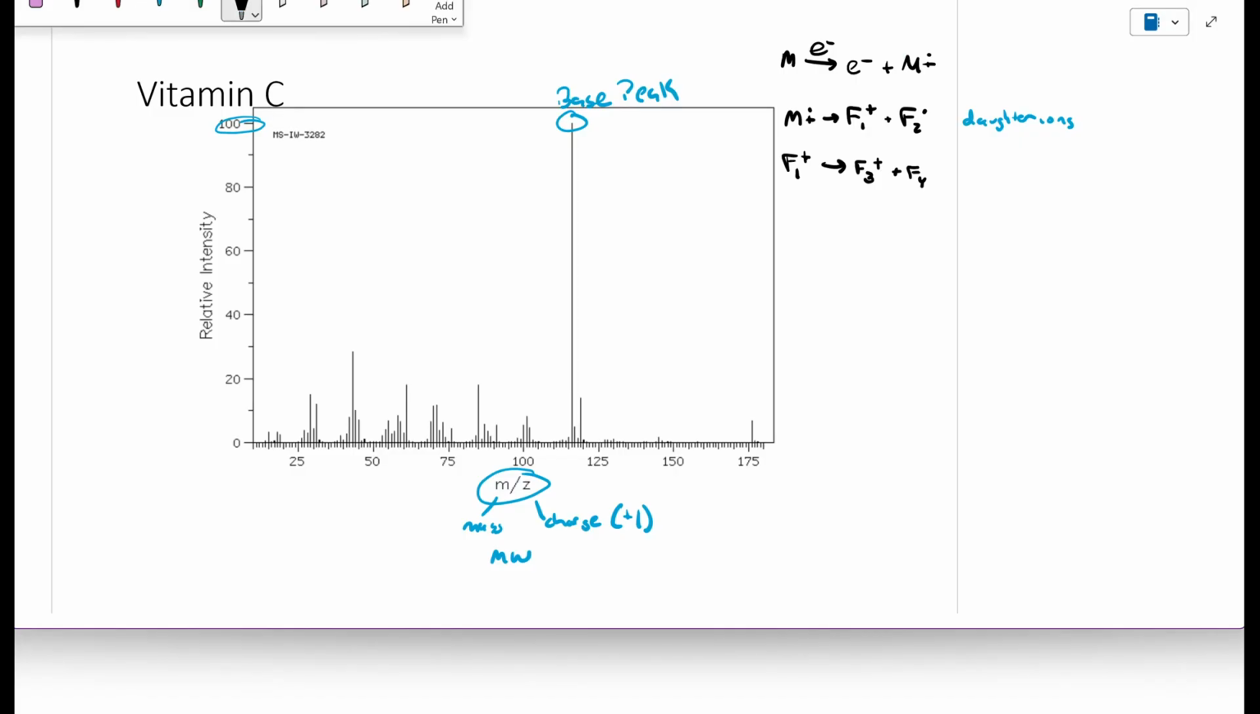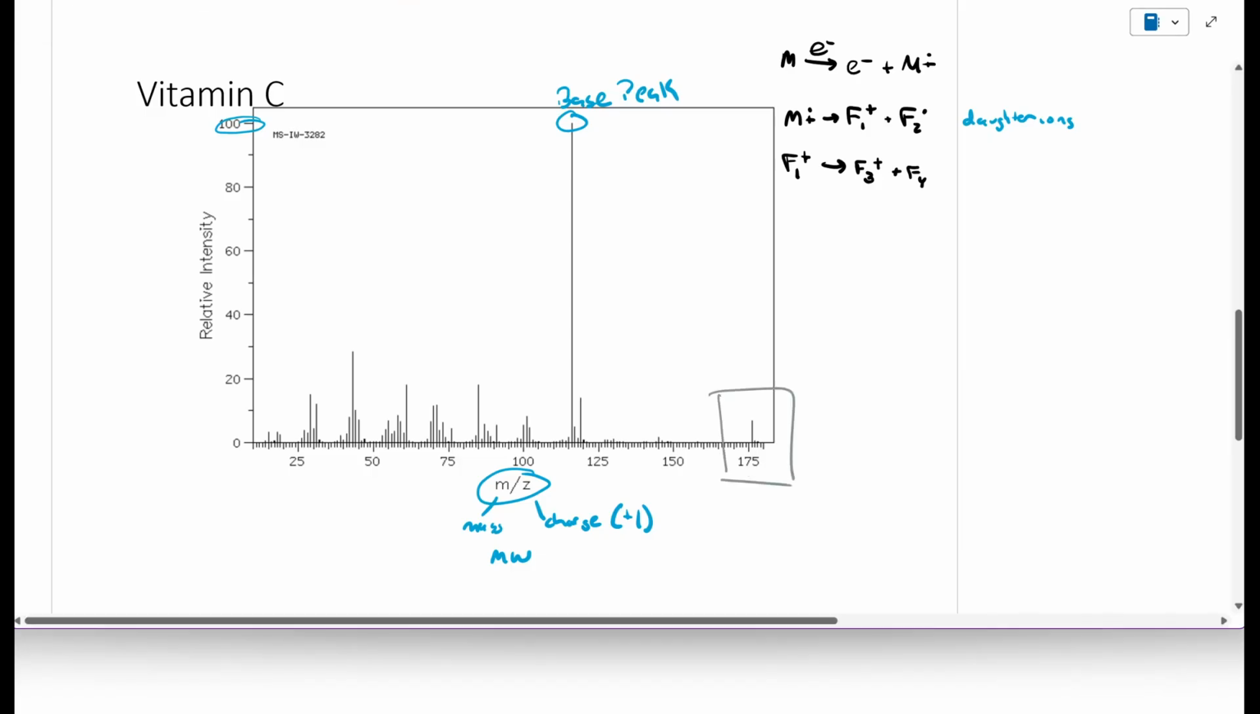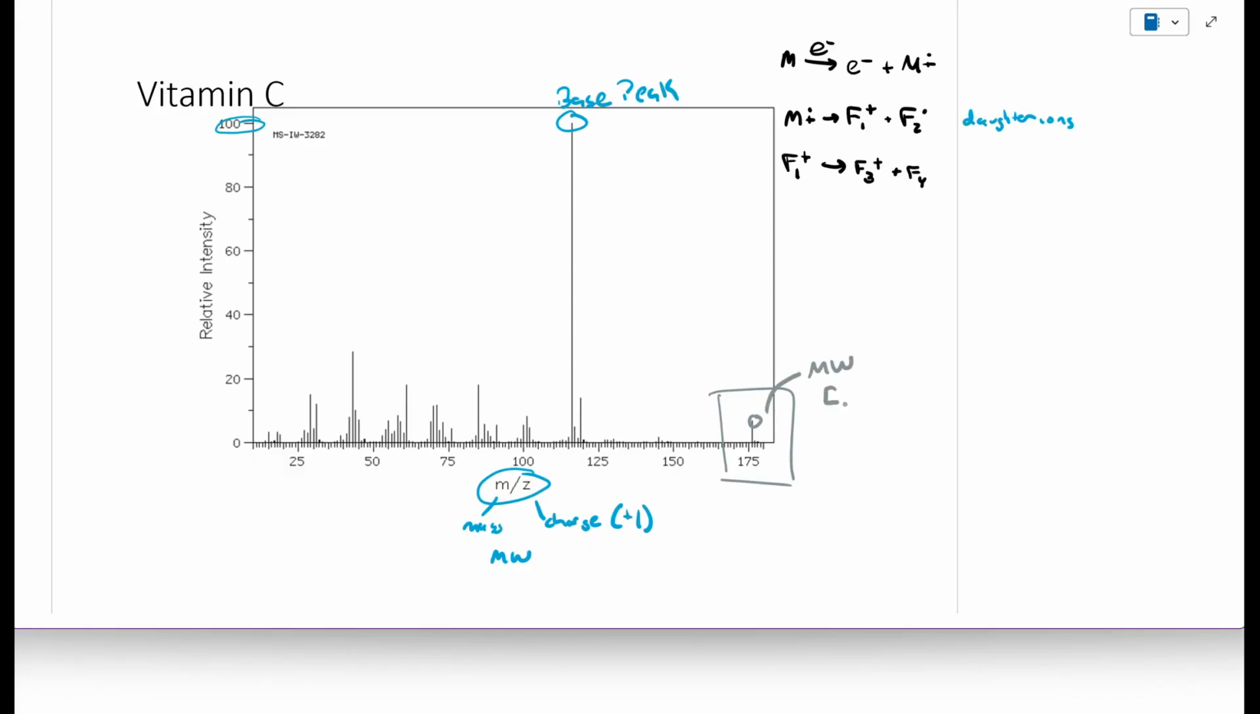So the way we look at mass spec is we focus on the cluster of peaks furthest to the right, and the tallest peak in that cluster furthest to the right should correspond to the molecular mass of the molecule, usually. We call this the M plus peak because it corresponds to that cation that corresponds to the original molecule.